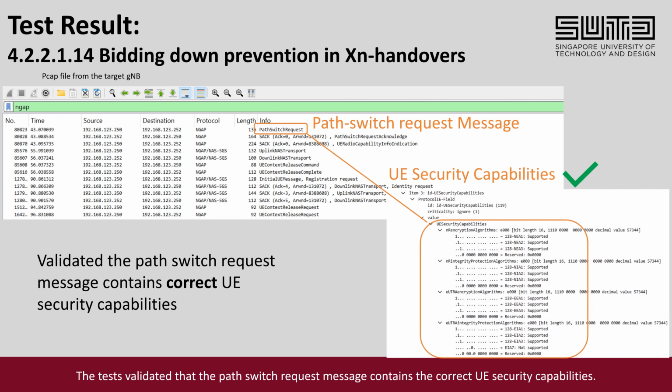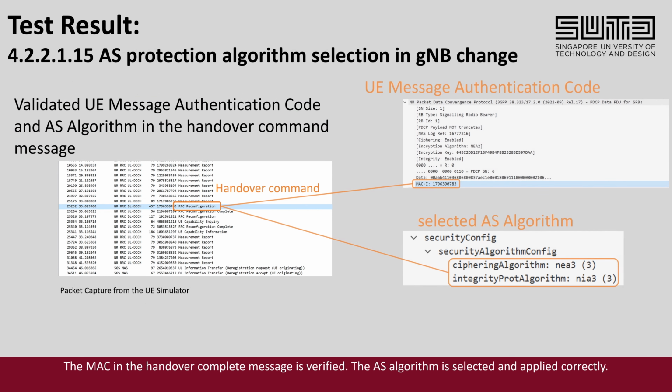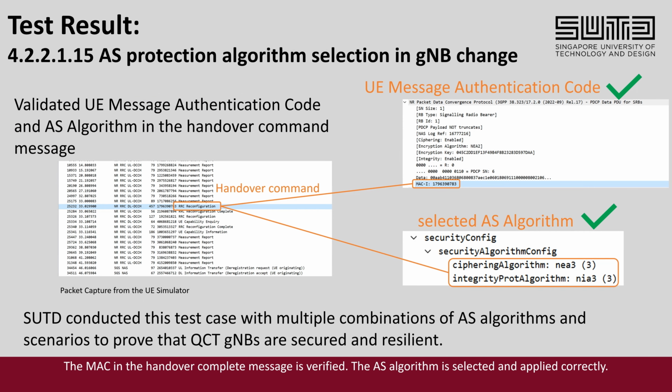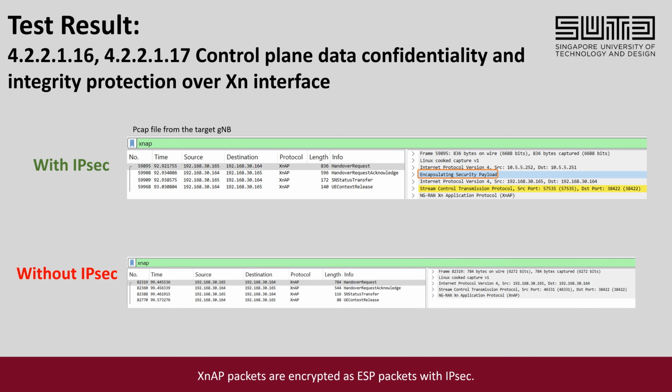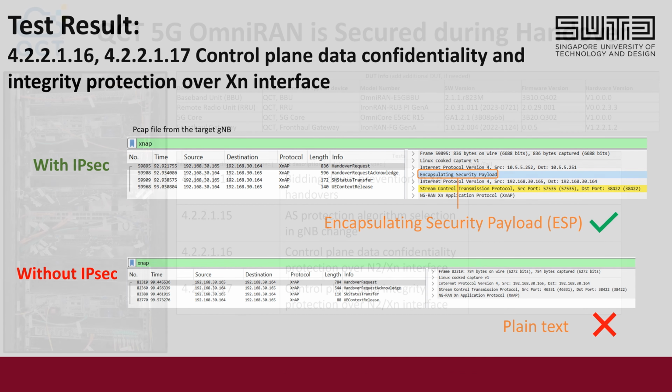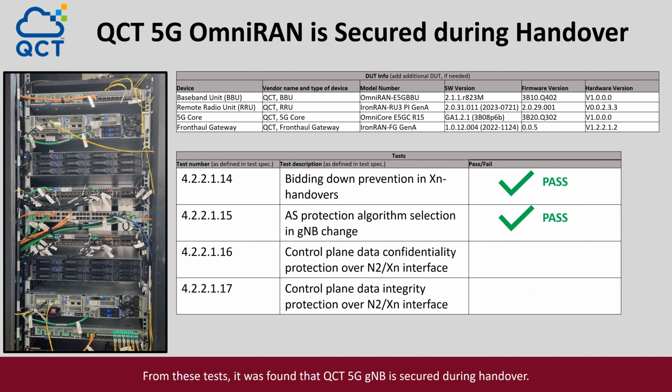The tests validated that the path switch request message contains the correct UE security capabilities. The MAC in the handover complete message is verified, and the AS algorithm is selected and applied correctly. The Xn AP packets are encrypted as ESP packets with IPsec. From the tests, we concluded that the QCT 5G gNodeB is secured during handover.